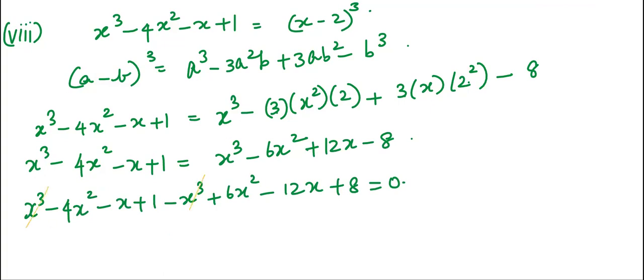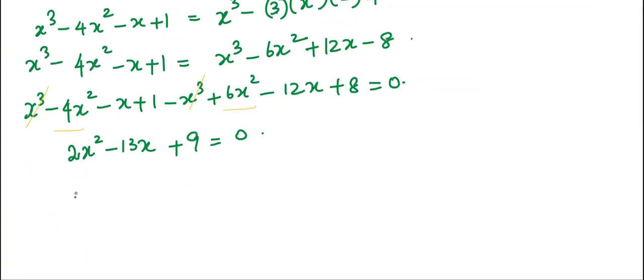Now let's combine the like terms. This is minus 4x square, then plus 6x square. So it is nothing but plus 2x square. Now what about x? So minus x and minus 12x, that will become minus 13x. Constant term, so 1 plus 8 will become 9. So this is the final one. We cannot simplify this further. So this one, if you notice, the highest power of the variable is actually 2. So this is a quadratic equation.